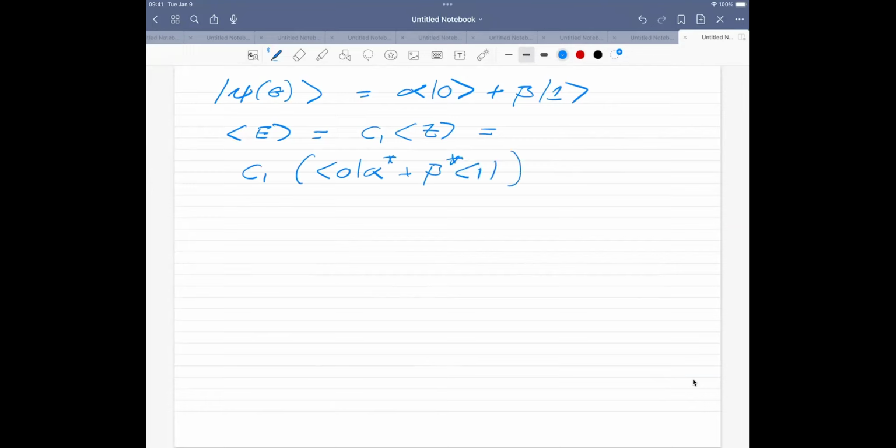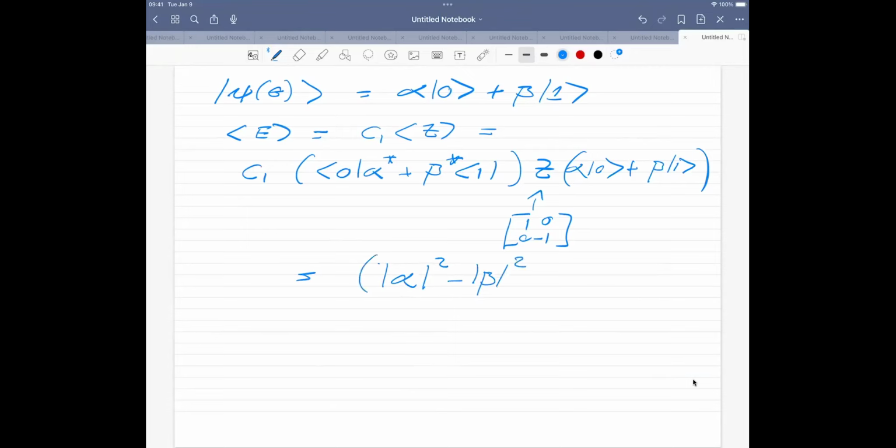And now I have to multiply this with the operator C. So that's a Pauli Z matrix, which, just to remind you quickly, is given by 1, minus 1, 0. And this is multiplied with 0 and alpha plus beta 1 here. And this gives us, when we look at it, alpha squared minus beta squared. And this is multiplied with this constant C1.